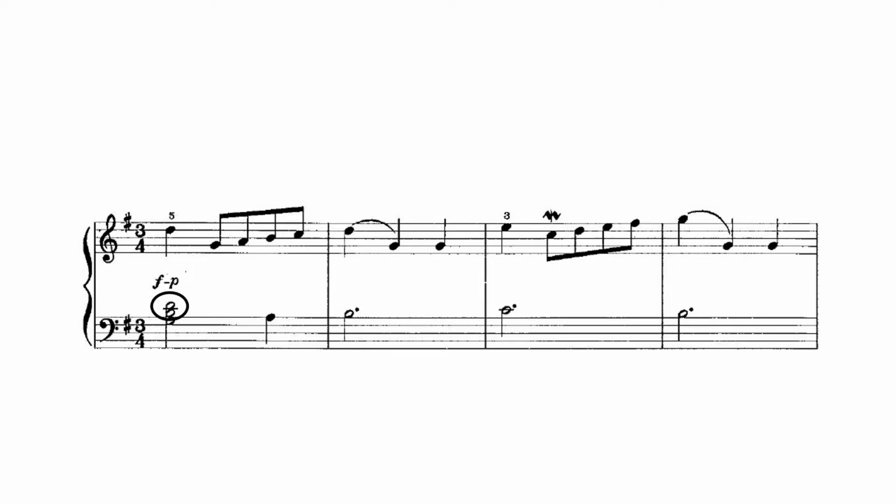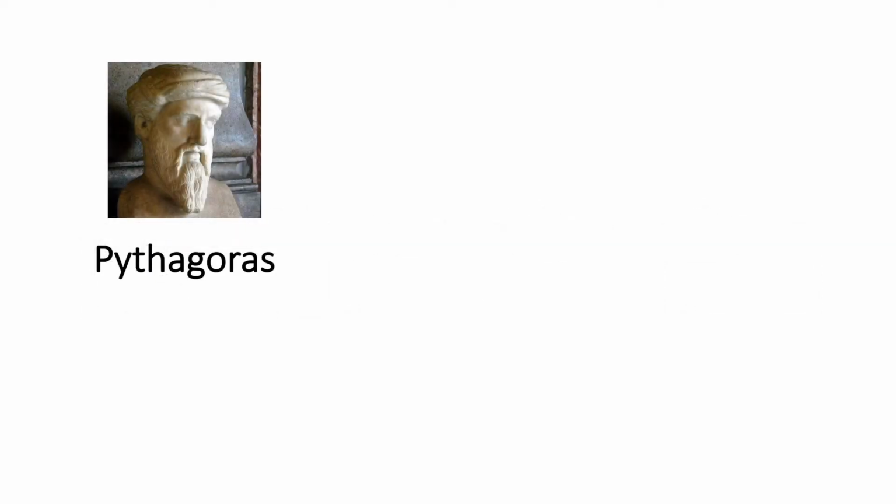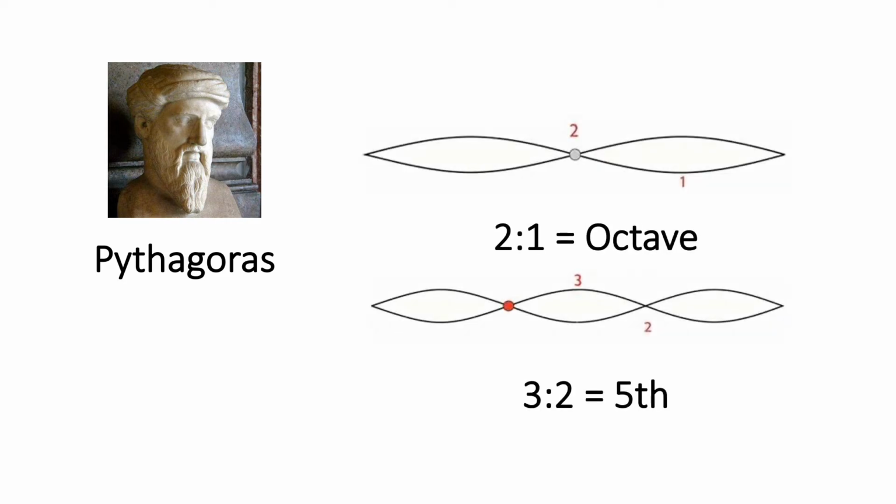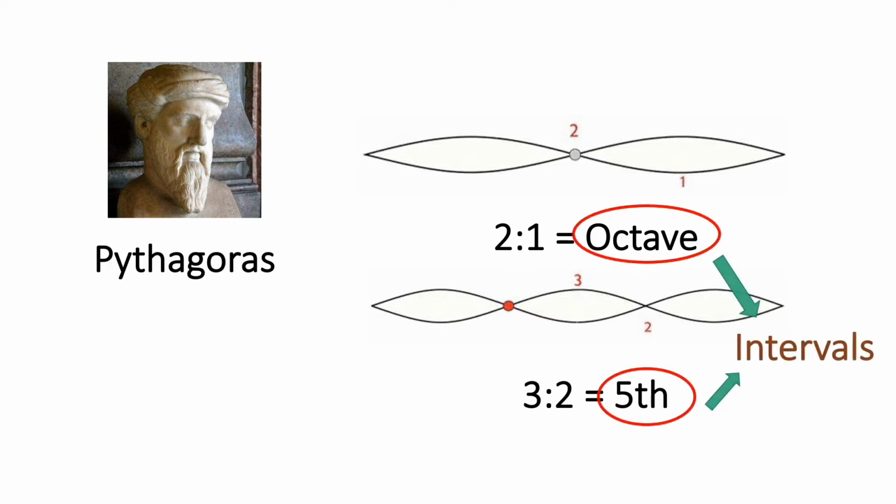So let's talk about Pythagoras again. We're back to this guy. Remember when he came up with these mathematical relationships that told us how to create mathematically pure sounds? Of course you do. Anyway, these mathematical relationships that result in the octave and the fifth, well, guess what? Those are intervals. It's the interval of an octave and the interval of a fifth. So those are the measured relationship between two notes.